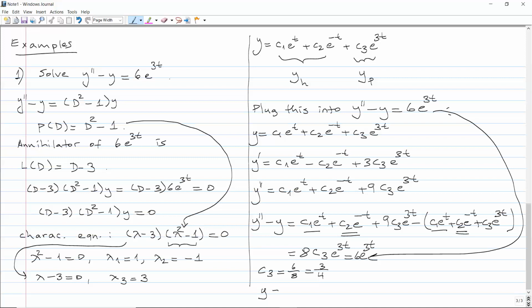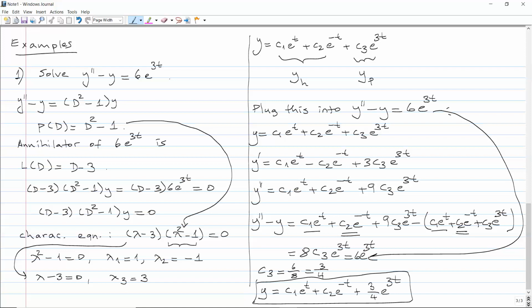So our solution then, the homogeneous part, C1 e to the t plus C2 e to the minus t. And then for C3, we figured out that C3 is 3 over 4, so 3 over 4 e to the 3t. So this is our solution. And compare it to the solution we did before. I hope we obtained the same answer.